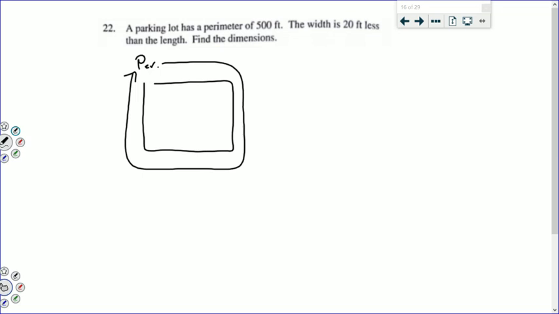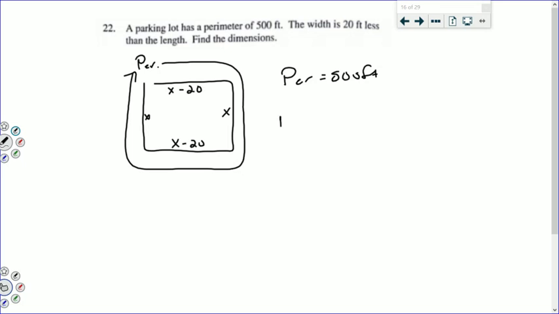So that distance, the perimeter, is 500 feet. How do we find perimeter? Well, we add up the distance around. So if we know that the width is 20 feet less than the length, we don't know what either of those are, but if we're comparing the width to the length, we can say that the length is going to be x units long. And then if the width is 20 feet less than the length, it's going to be 20 feet less than whatever our length is. So this is going to be x minus 20. And since it's a rectangle, this side is x units long, and this is x minus 20 units long.